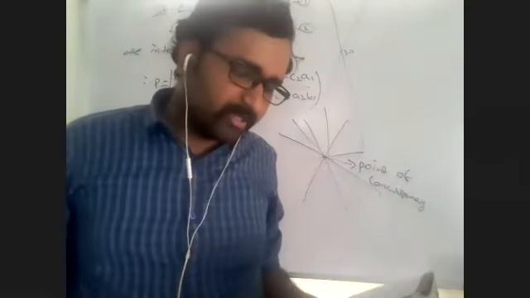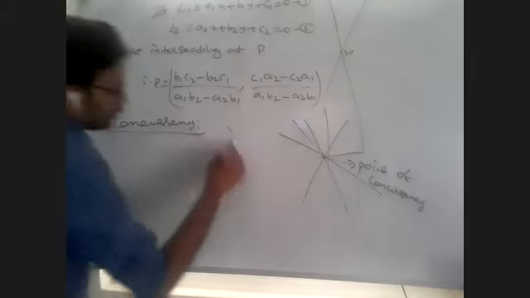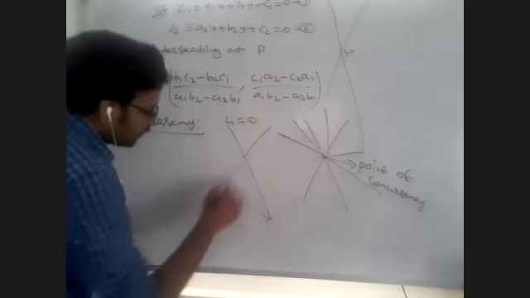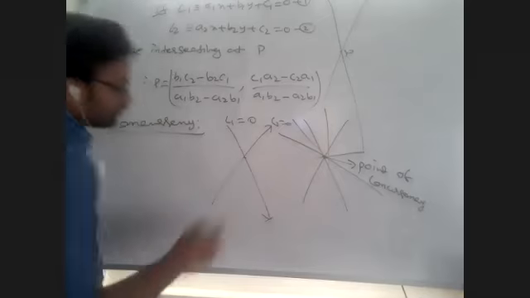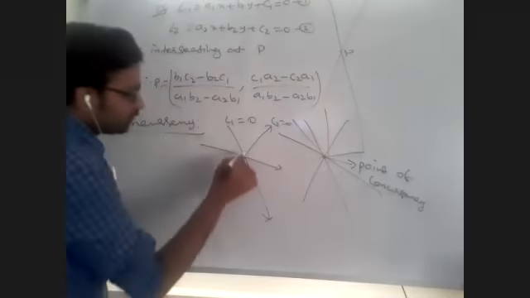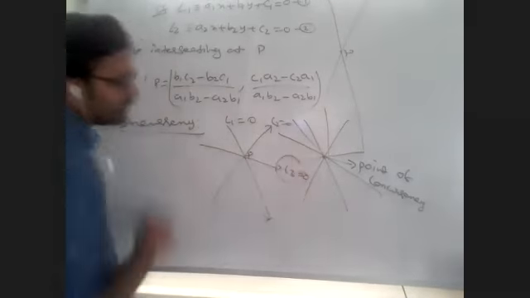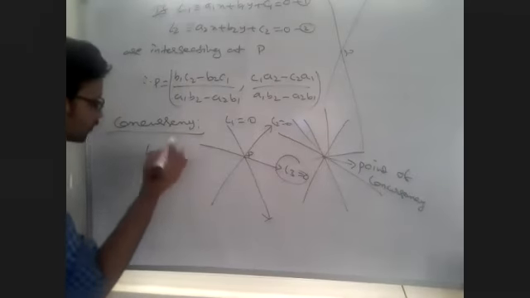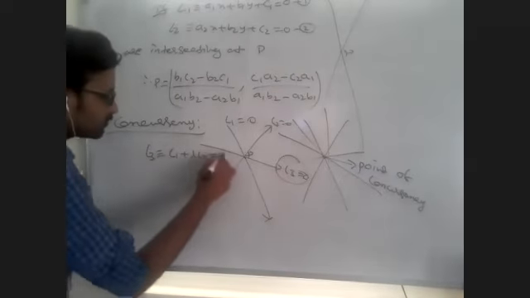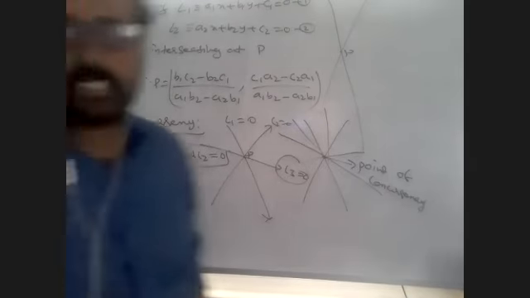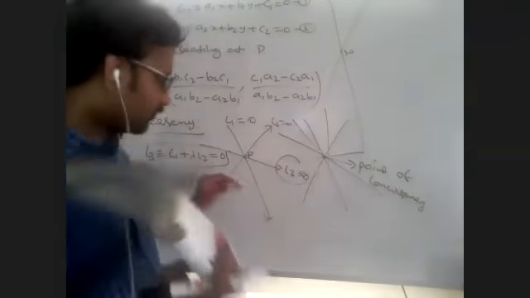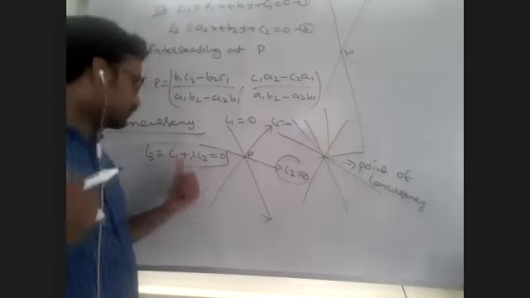And one more thing: if L1, L2 are two intersecting lines, this is L1, this is L2, then this is the point of intersection. If one more line L3 is passing through this point of intersection, then the equation of L3 is L1 plus lambda L2 equal to 0. The equation of a line passing through the point of intersection of two lines L1 and L2 is L1 plus lambda L2 equal to 0. This is called the family of concurrent lines.